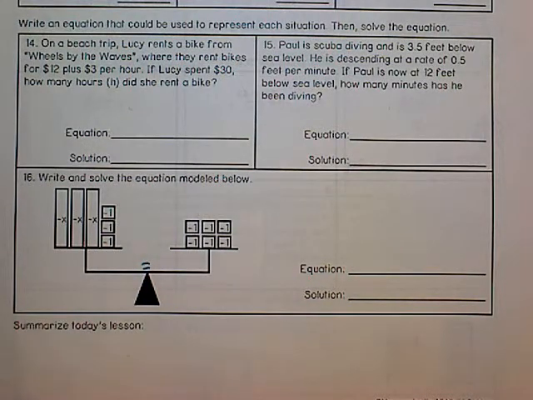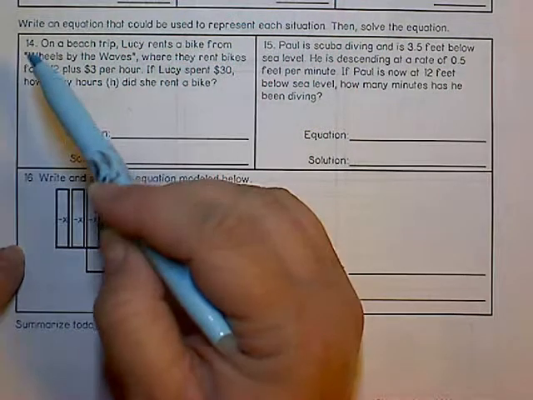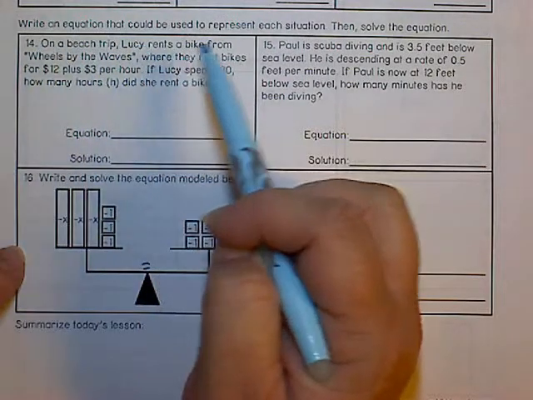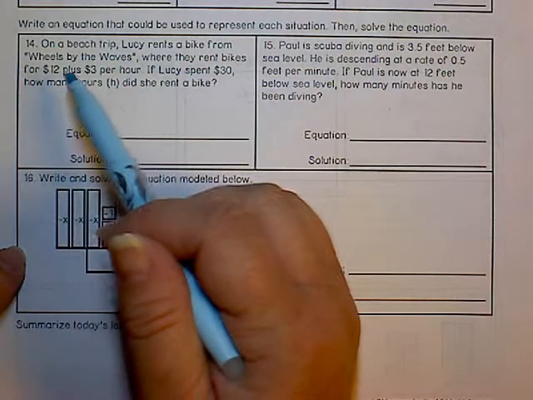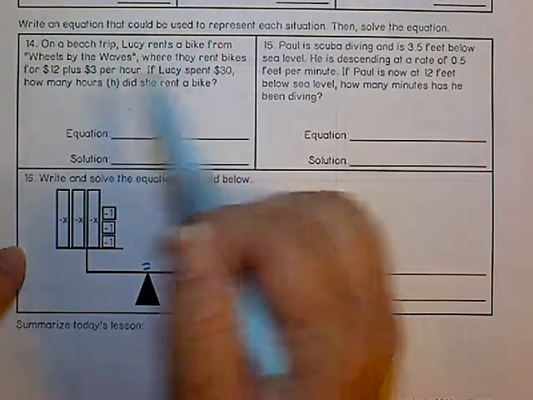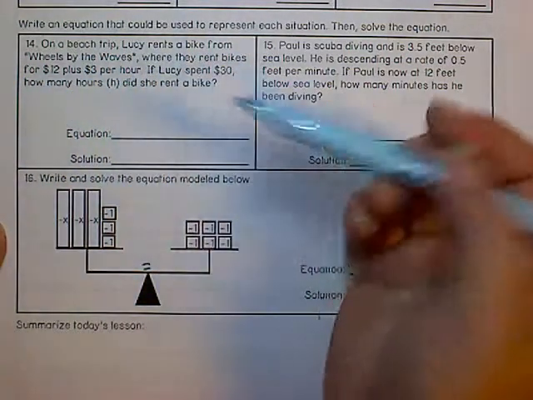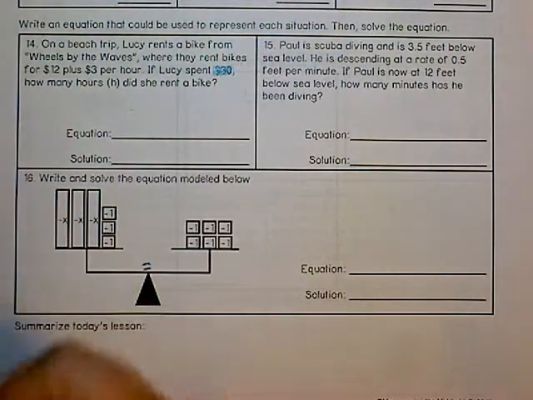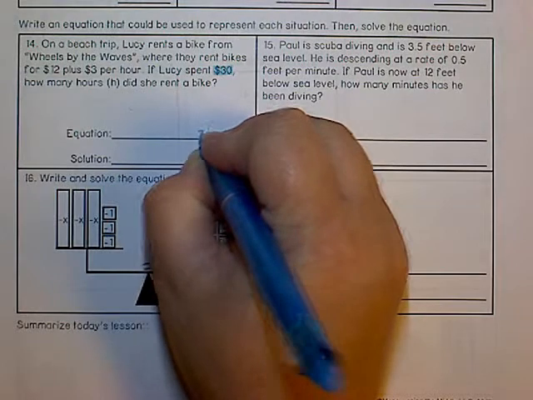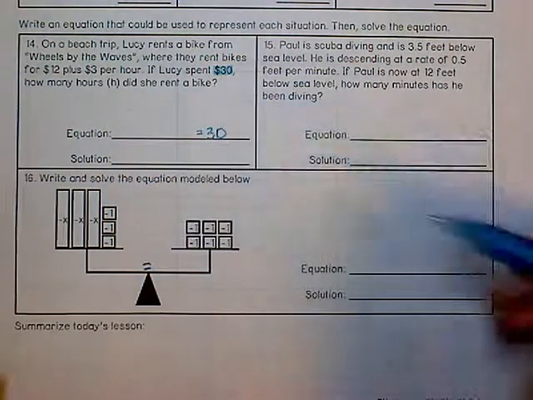So I'm actually going to work through number 14 on the word problem. On a beach trip, Lucy rents a bike from Wheels by the Waves, where they rent bikes for $12 plus $3 per hour. If Lucy spent $30, how many hours did she rent a bike? So she spent $30. So spending $30 means that's how much I paid out. That's what it equaled.